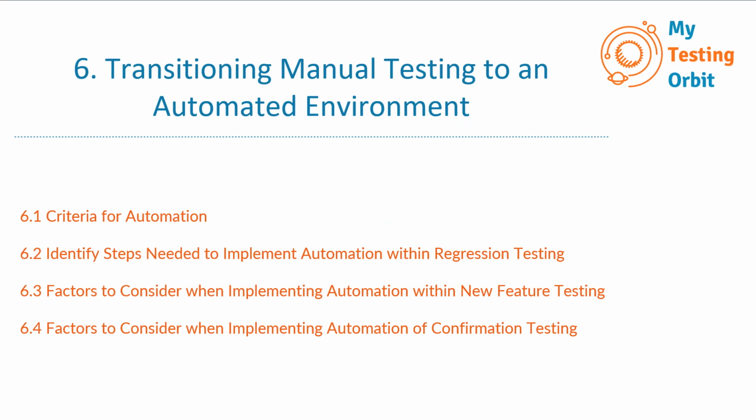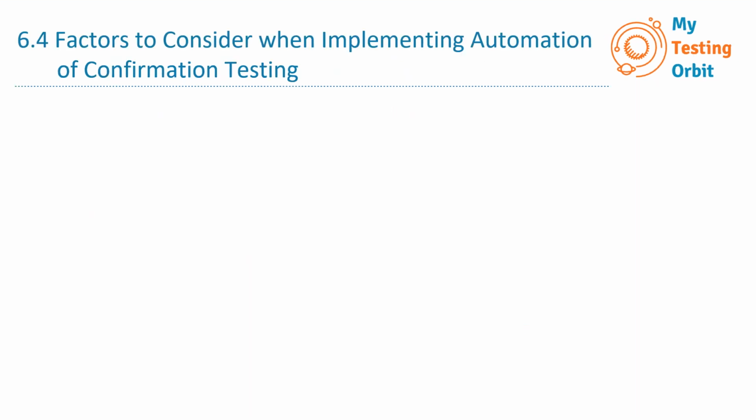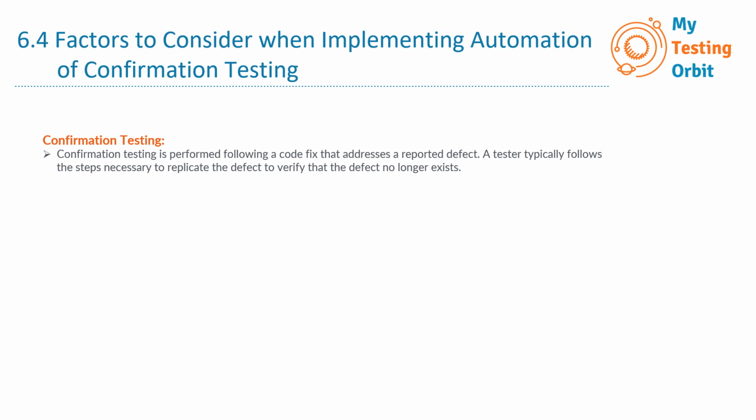Today we will cover the last topic in this chapter 6.4, factors to consider when implementing automation of confirmation testing. Let's start with understanding what is confirmation testing. Confirmation testing is performed following a code fix that addresses a reported defect. A tester typically follows the steps necessary to replicate the defect to verify that the defect no longer exists.